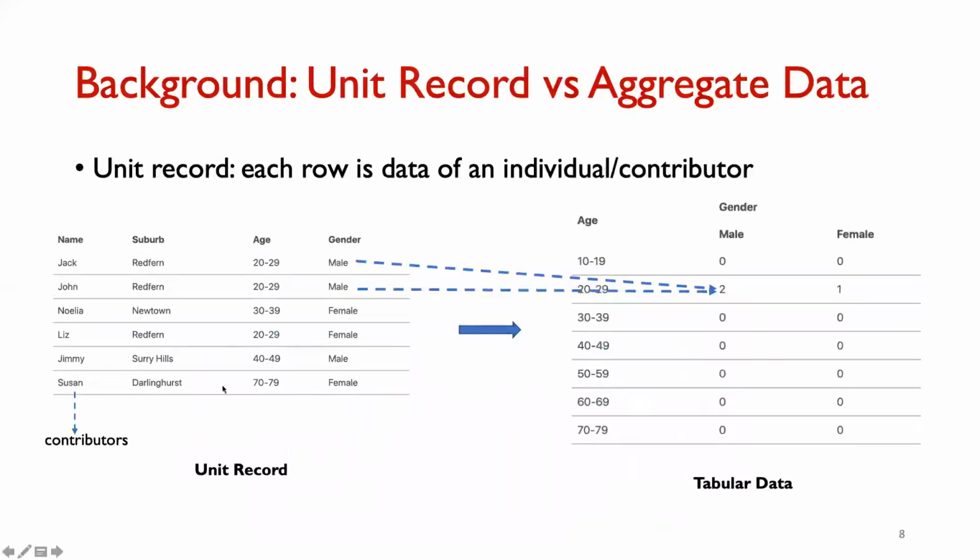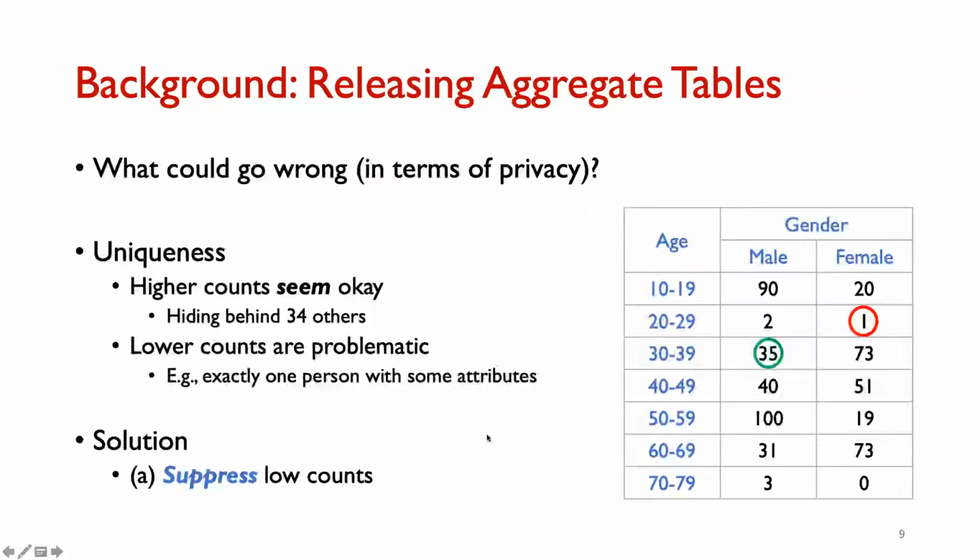So we could imagine the raw database being arranged as a series of rows. Each row belongs to the data of a contributor or an individual, and in aggregated form, we only see the counts of people belonging to certain attributes in the tabular form. Now, we can't simply release aggregated tables like this, because of privacy concerns.